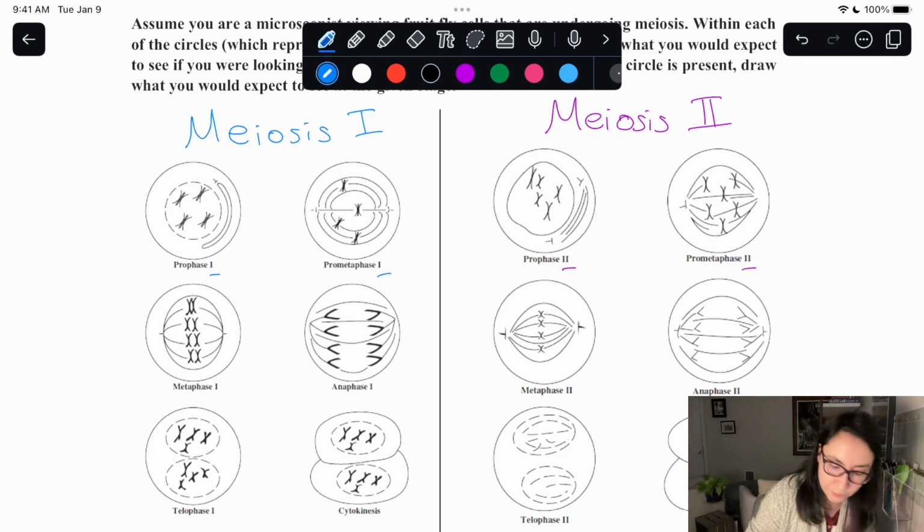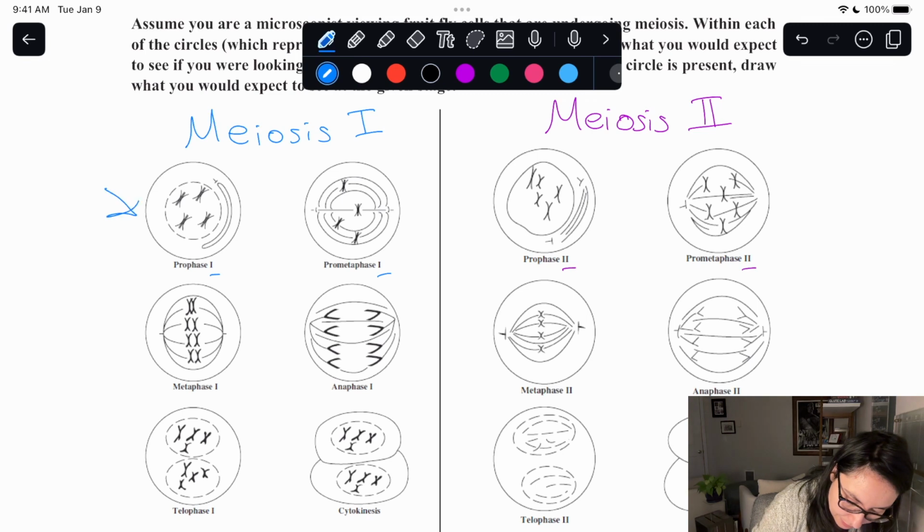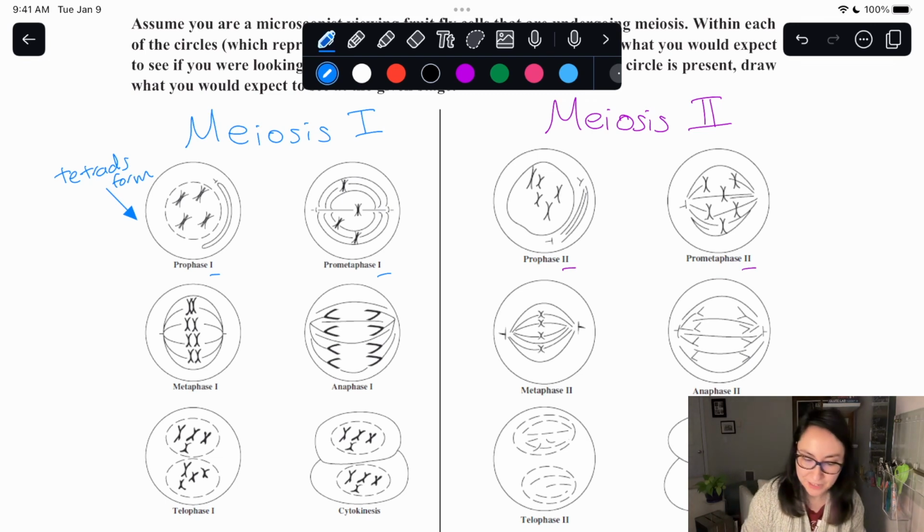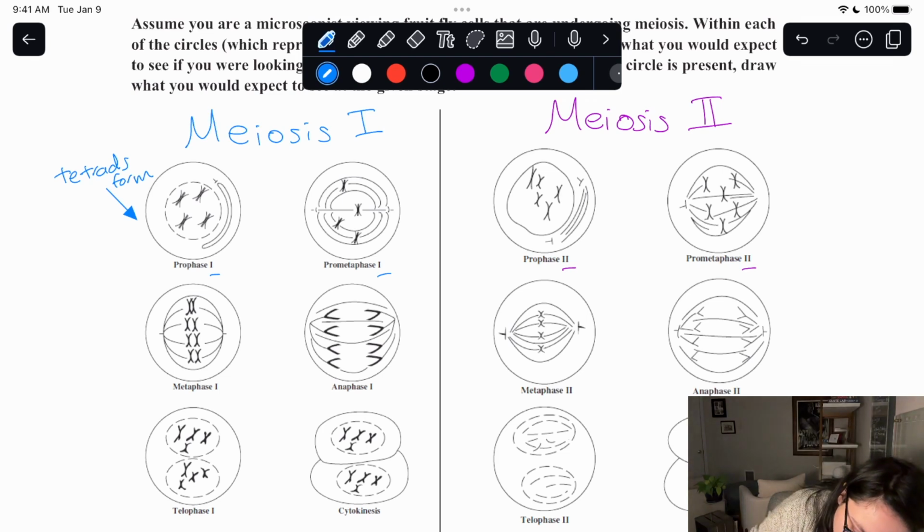In prophase 1, so I'm going to make an arrow right here. In prophase 1, this is where tetrads form. And a tetrad is basically a group of 4 chromatids. Okay, so if you don't remember that, make sure you remember that. Maybe you can even write it down on this worksheet that tetrads form around prophase 1. This is also where crossing over occurs.